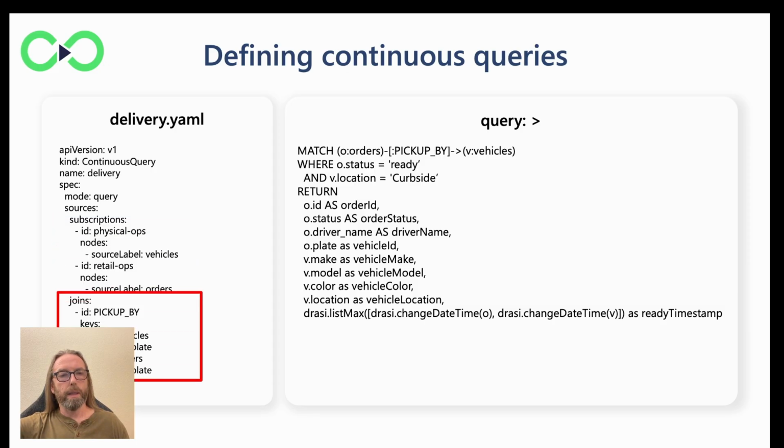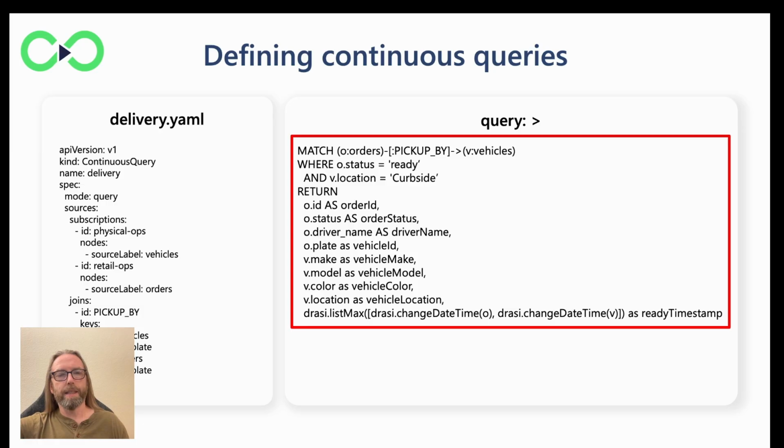What this is doing is creating a join between those two databases because there isn't a join in the data itself. And so this is telling Drasi how to join data dynamically as data is coming in. So it's saying for the vehicles nodes, use the plate property, and when the value is the same as the plate property in the orders nodes, assume there's a connection, create the synthetic connection here.